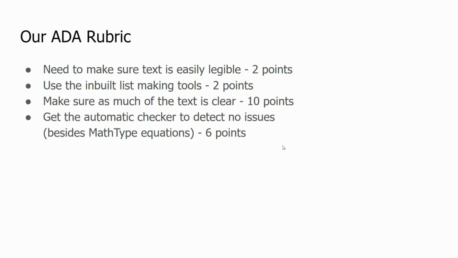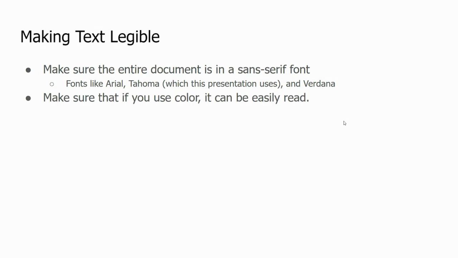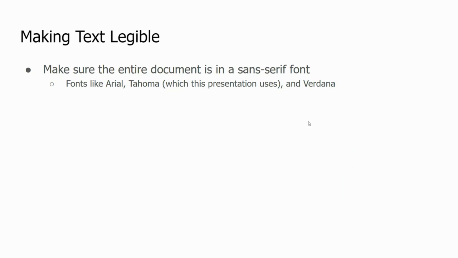So here's how to get our 20 out of 20, making text legible. We need to make sure our entire document is in a sans serif font. These kinds of fonts are Arial and Tahoma, which this whole presentation is in. So if you're wondering what this looks like, just look at the screen. Typically, in professional classes, when I wrote essays, we use Times New Roman. And that is not one we want to use because it has these hook-ins, which can be hard to read if you have trouble seeing. So we want to make sure it's as clear as possible.